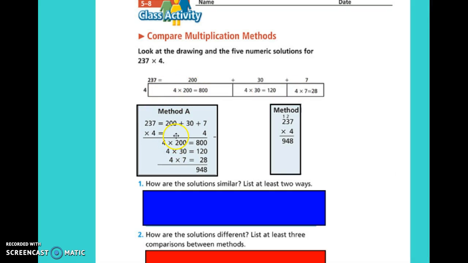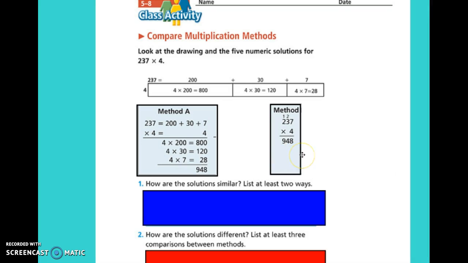This is showing the same thing. So when I do 4 times 200, I get 800. When I do 4 times 30, I get 120. When I do 4 times 7, I get 28. Then I added all those together, and I got 948. So that's the first method we used.